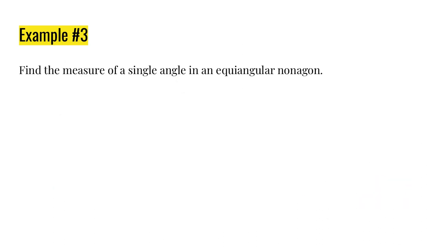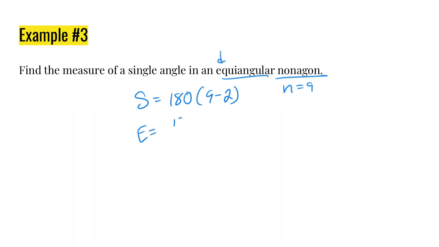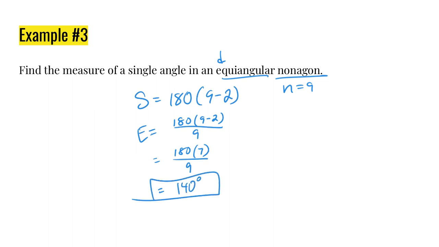Here's another example. Find the measure of a single angle in an equiangular nonagon. Nonagon, n equals 9. Equiangular, they're all the same. I could go ahead and find the sum by calculating 180 times 9 minus 2, but I can also go straight ahead to find each angle for the equiangular nonagon by doing this same calculation and dividing straight away by 9. Of course, go ahead and use a calculator. 180 times 7 divided by 9 gets you 140 degrees for each angle.